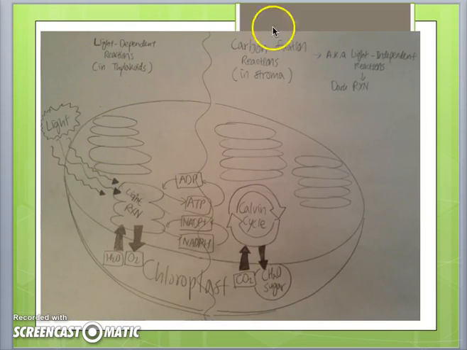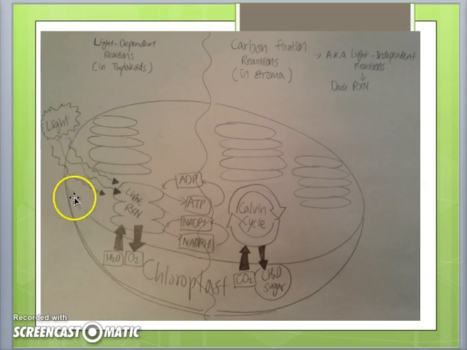This is a big picture of the light-dependent reaction and the light-independent reaction. Like I said, the light-dependent reaction happens in the thylakoid membranes, and the light-independent reaction, aka dark reaction, happens in the stroma, the fluid portion of the chloroplast. Since we're talking about the light-dependent reaction, I'll be focusing more on this part here.